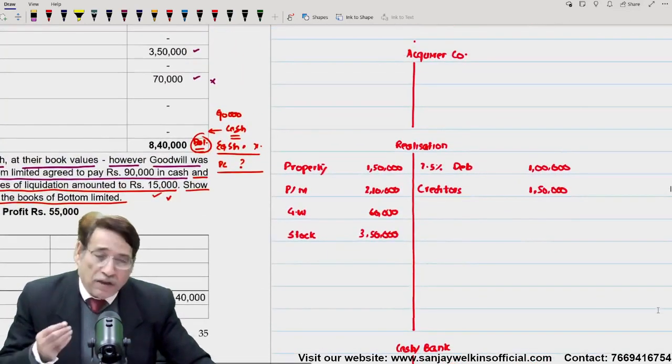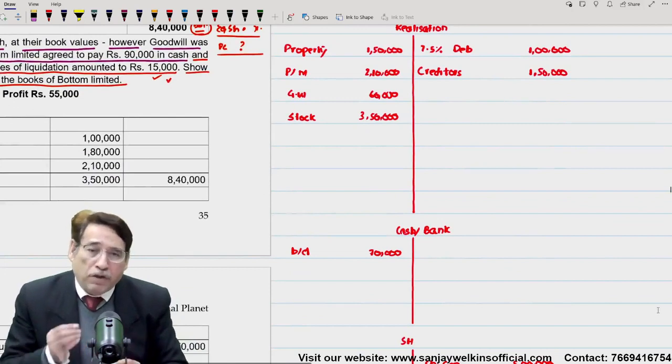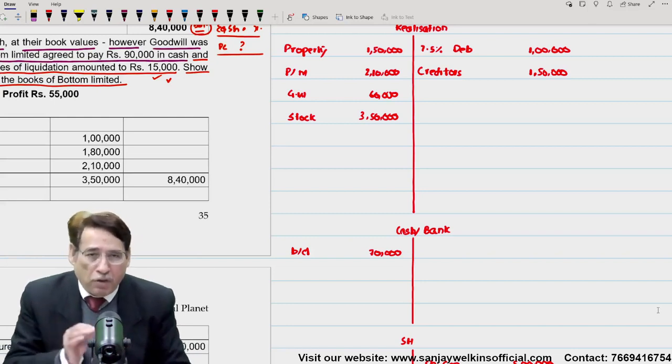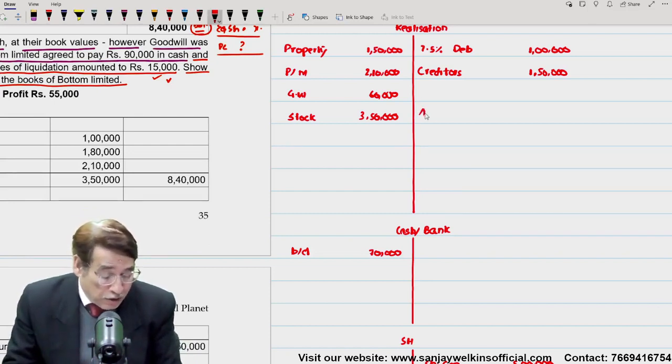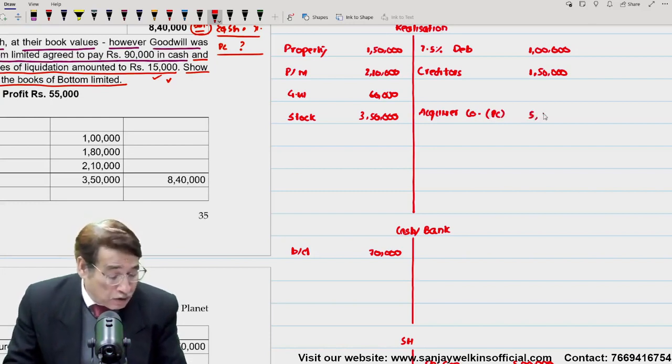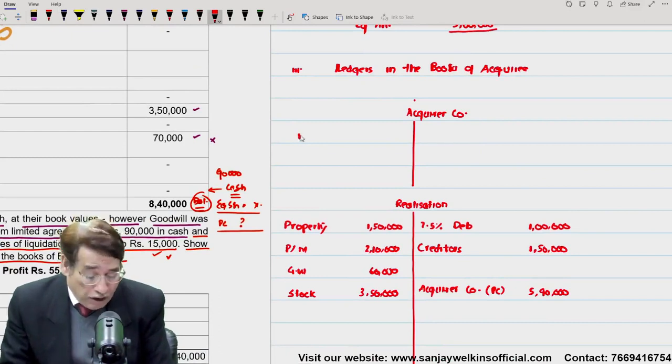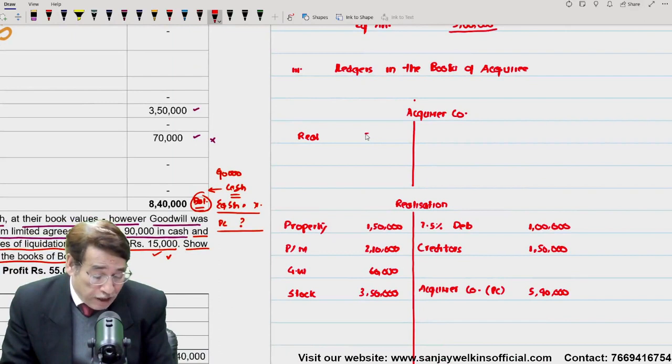Now, actually, we have to consider the purchase consideration. The entry for the purchase consideration will be, as I told you even in the last class, acquirer company account debit to realization account. This is the due entry. So, on the credit side of the realization account, you are going to write by acquirer company, in bracket, purchase consideration. The amount of purchase consideration is 5,90,000, so you are going to write here 5,90,000. Immediately now cross it to the debit side of the acquirer company account. On the debit side of the acquirer company, you will write obviously 5,90,000.